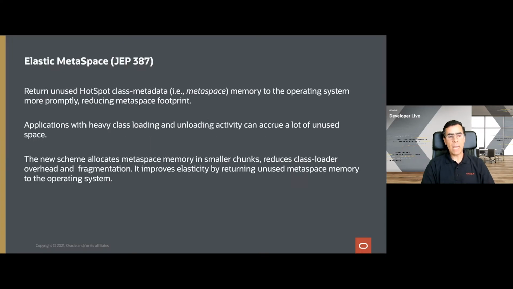The second JVM enhancement is in the area of memory management for metaspace. Since metaspace was introduced with JDK 8, it has been notorious for its large off-heap memory usage. Now, this is not a problem for most applications, but in some cases it could result in excessive memory wastage. Before this change, when the memory in metaspace was no longer needed, it was returned to the JVM, but the JVM did not in turn return it to the operating system. With this change, we can now allocate memory in smaller chunks, reduce the class loader overhead and fragmentation, and make it easier to return unused space to the operating system.